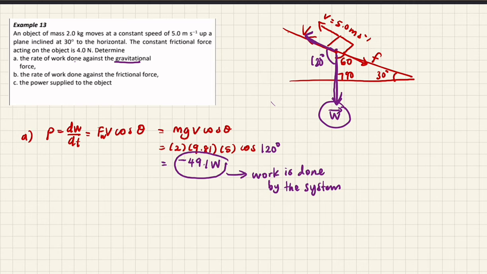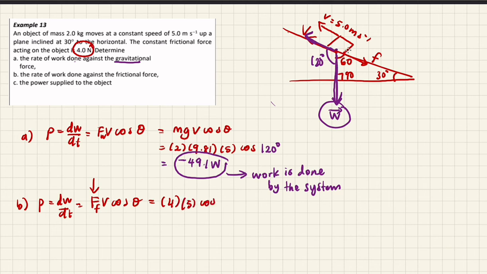Kalau B, untuk soalan B, dia nak rate of work done ataupun power by frictional force. So sekarang F ni bukan weight dah lah, F ni adalah disebabkan oleh frictional force. Fv cos theta. So frictional force, dia dah bagi nilai frictional force kita, which is 4 Newton. So we can replace force ni terus dengan frictional force. So it's going to be 4. Velocity dia masih sama, 5, cos theta.